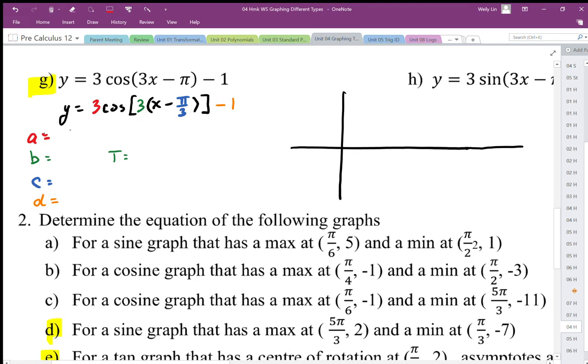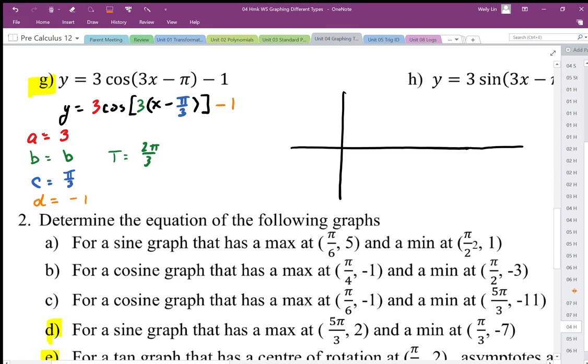So the amplitude in this case is going to be from that term there, so the amplitude is 3. The compression factor is going to be 3 in this case, and that makes our period 2 pi over 3. The c value is a horizontal shift, so we get a horizontal shift of positive pi over 3, and then we end up with a vertical shift of minus 1.